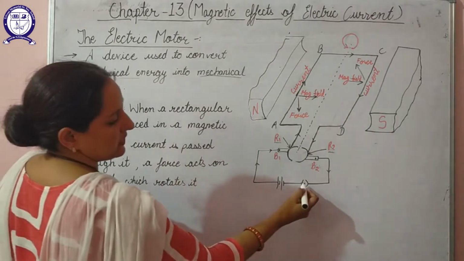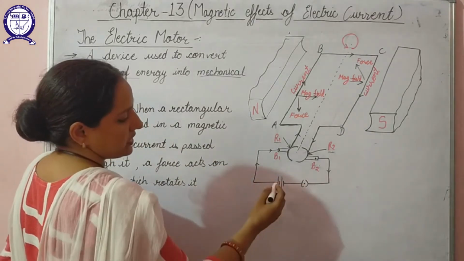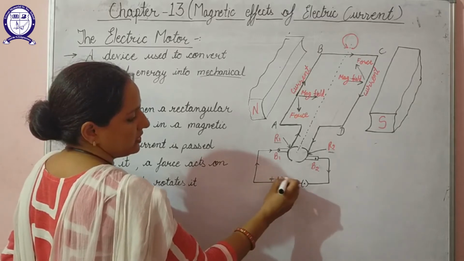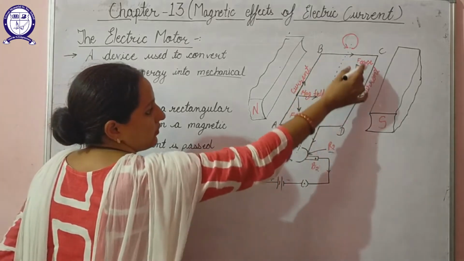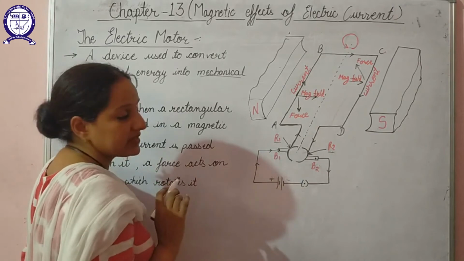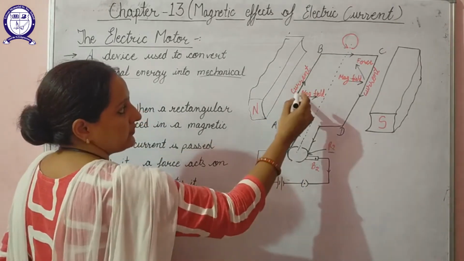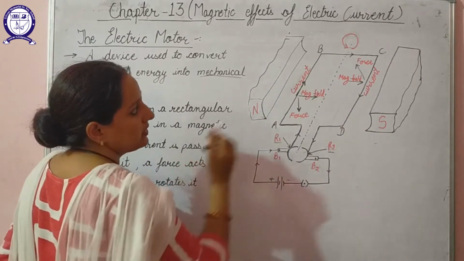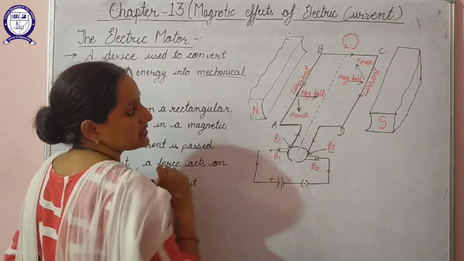In the beginning, when we turn on the key, current starts to flow from the positive terminal of the battery to the negative terminal of the battery. So this will be the direction of current flow. If we talk about the portion AB of this rectangular coil, the direction of current here is upwards.